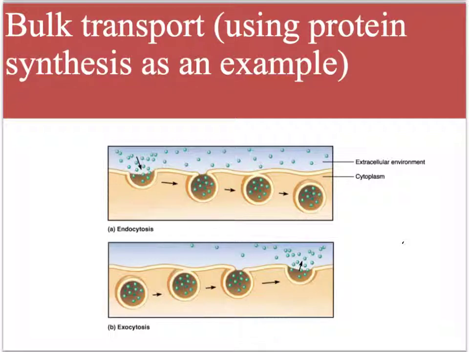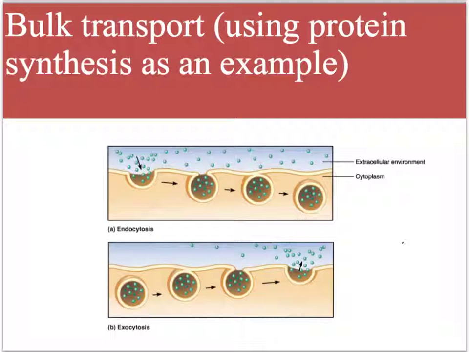Okay, so with bulk transport, if I have got something that's really big that I need to get into my cell, so protein synthesis, so a cell makes protein, so the instructions are sent out by the DNA in the nucleus. Proteins are assembled by the ribosomes around the endoplasmic reticulum. They're modified by the Golgi, and then they're ready for export out of the cell. So if I want to export a protein out of the cell, I use the process of exocytosis.